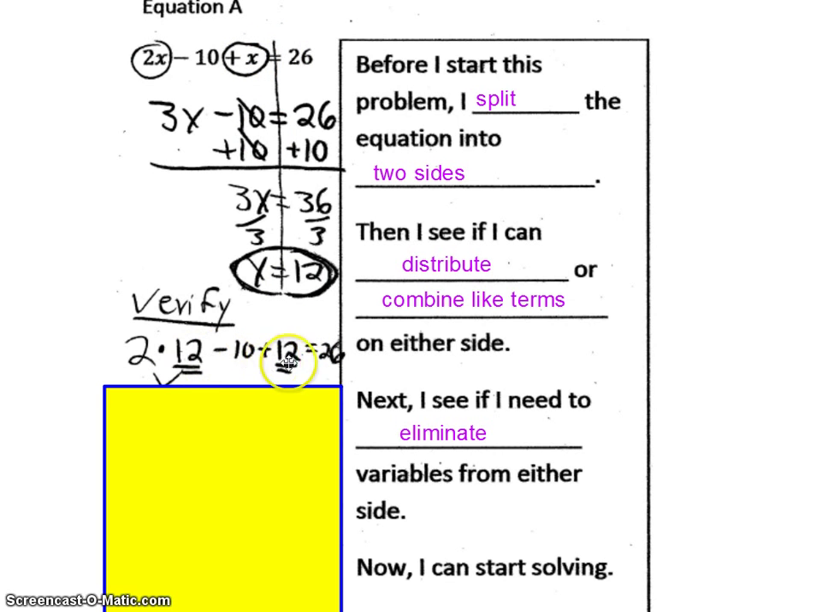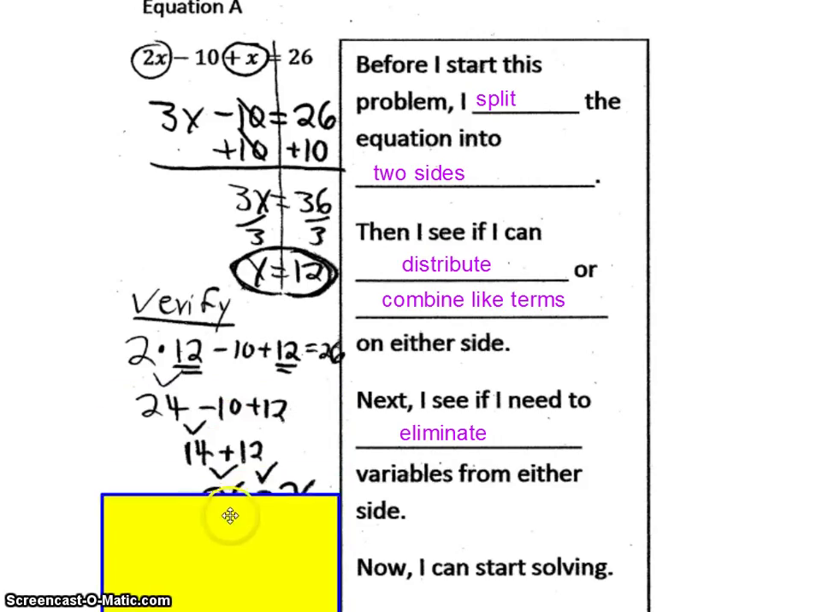I substituted 12 in place of x, and then I'm going to evaluate this expression. I do the multiplication first. 2 times 12 is 24. Then I subtract 10, I get 14. Add 12, I get 26, which is what I'm supposed to get. So I'm correct. x is 12, and here's how I verified that x is in fact 12. Go ahead and write these notes down. You can pause the video to do that.